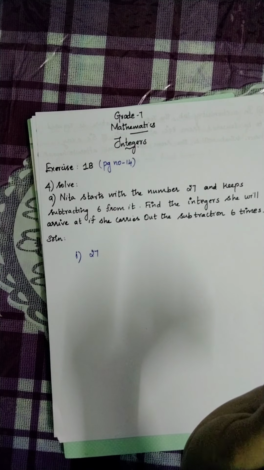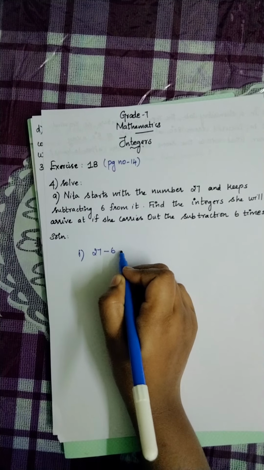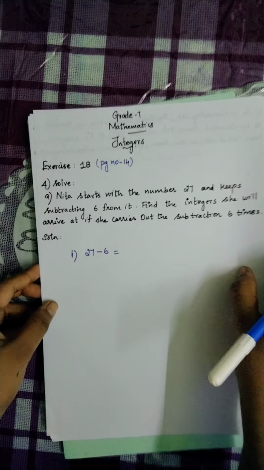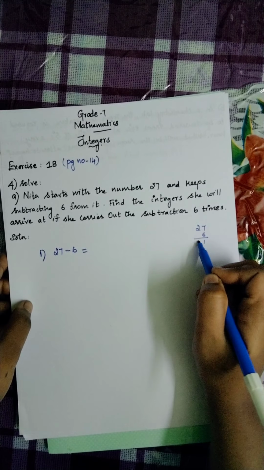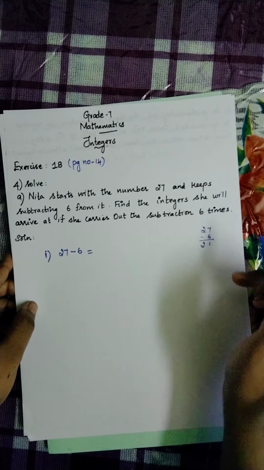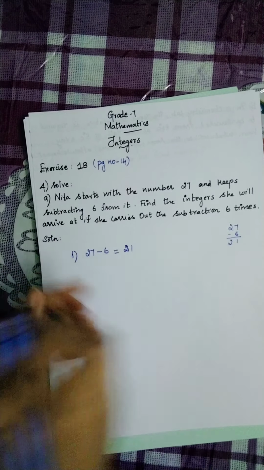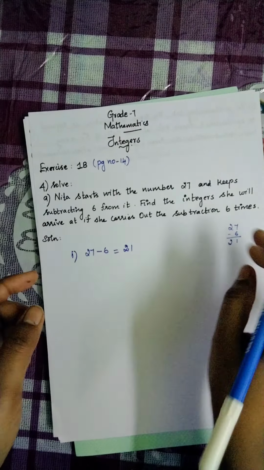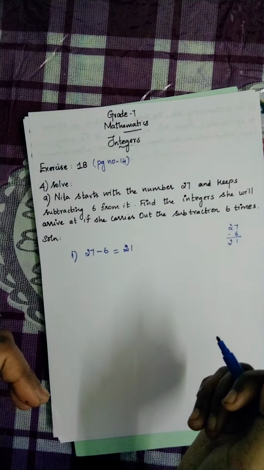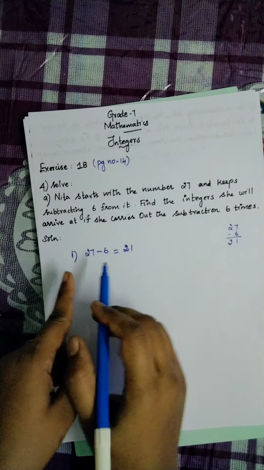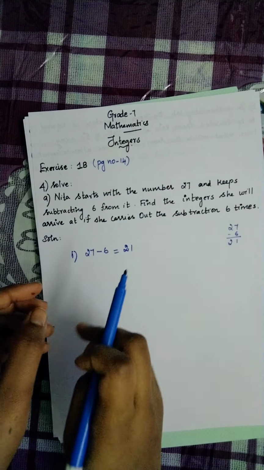She is subtracting 6. For the first time, she is subtracting 6. What is 27 minus 6? 27 minus 6 is 21, right? 7 minus 6 is 1, so 21. So your answer is 21. How many times is she subtracting? 6 times. I have subtracted only 1 time. The remaining 5 times we need to subtract. From that number, she is again subtracting 6.